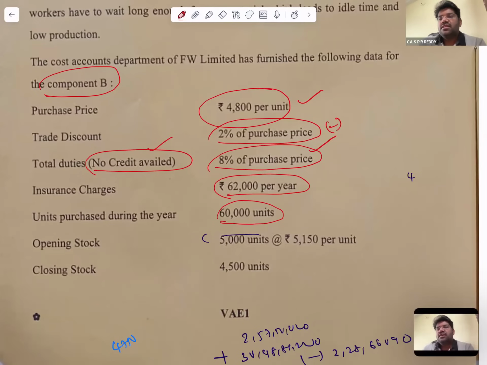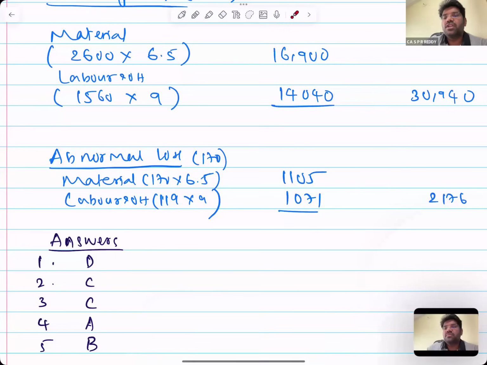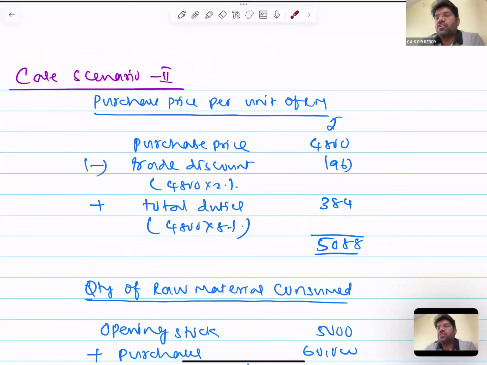So insurance charges, they've given 62,000 per annum. But they have not given whether it is transit insurance or after receiving. So we can clearly understand that 62,000 per annum they have given, and you can assume that that is storage related insurance charges, not relating to transit. So with that assumption, the purchase price per unit we got here is 5088 per unit of raw material.